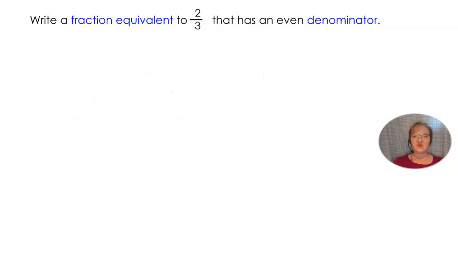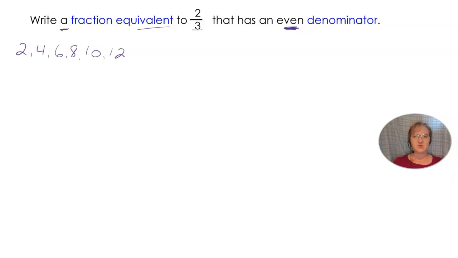In this one, it asks us to write a fraction equivalent to 2/3 that has an even denominator. Let's start by thinking about what the even numbers are, because when they ask for an even denominator, they're asking for an even number. So our even numbers would be 2, 4, 6, 8, 10, 12, and so on. We don't have to go much further, really. We could keep listing numbers, but we don't have to because it just asks for a fraction.